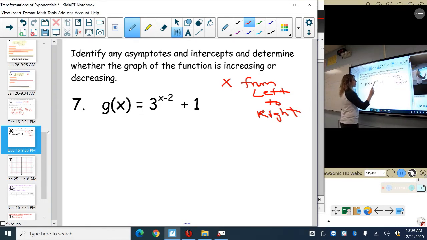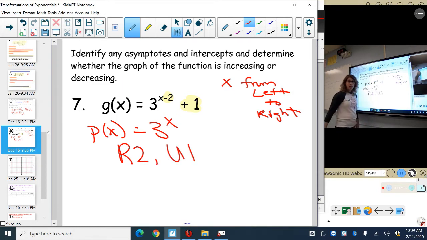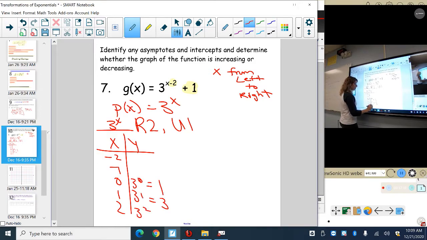So basically what we're doing is we're taking the parent function of 3 to the x, and what are we doing to it? We are moving it to the right 2 units and up 1 unit. That's what we're doing. So our brain needs to simply understand that if I graph 3 to the x, all I have to do is say 3 to the 0 is 1, 3 to the first is 3, 3 squared is 9, 3 to the -1 is a third, 3 to the -2 is 1/9.